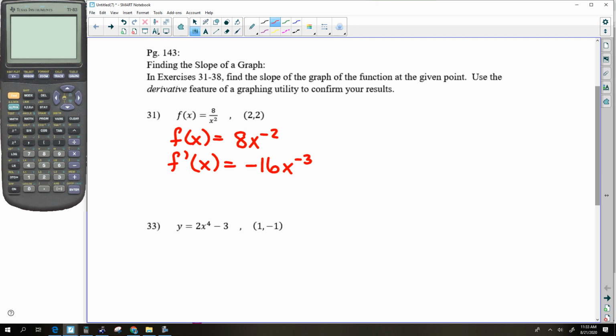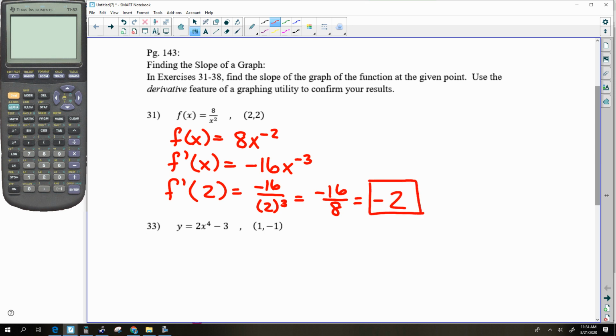That is the slope of my graph at any point. They want to know what is the slope of the original at (2, 2). That means the slope when the x value is 2. So that's negative 16 over x to the third power on the bottom. So that's negative 16 over 8, which is negative 2. The slope at that point should be negative 2.